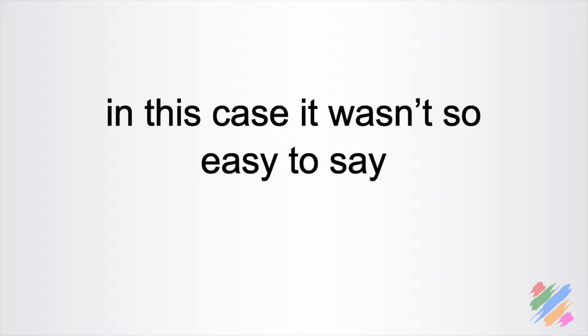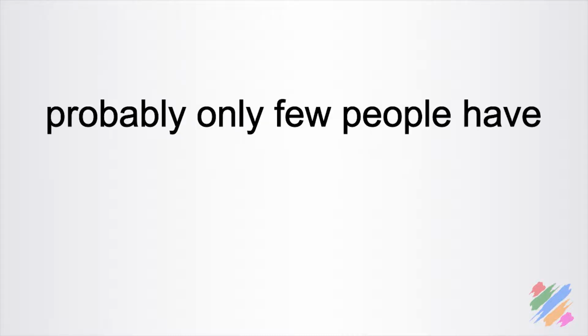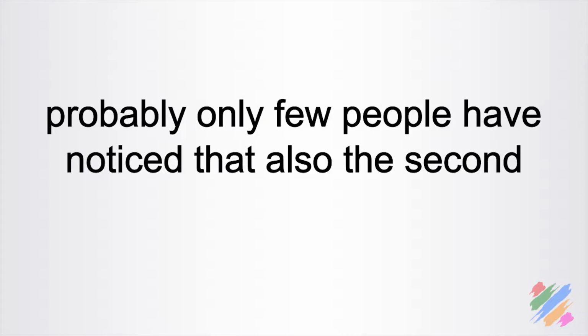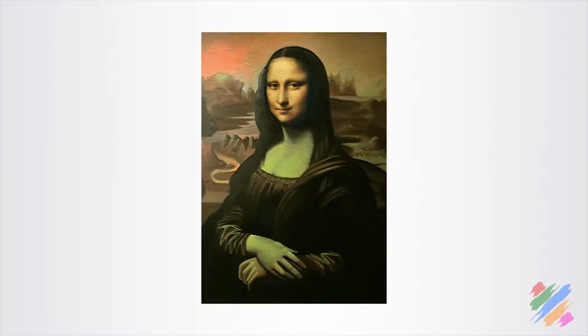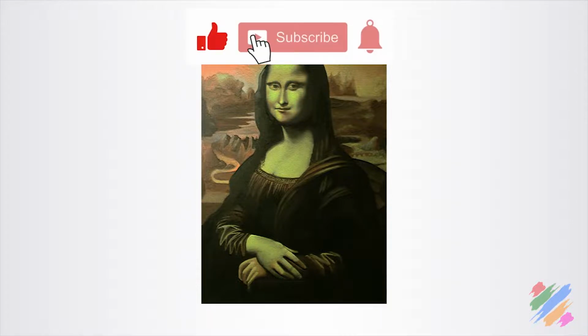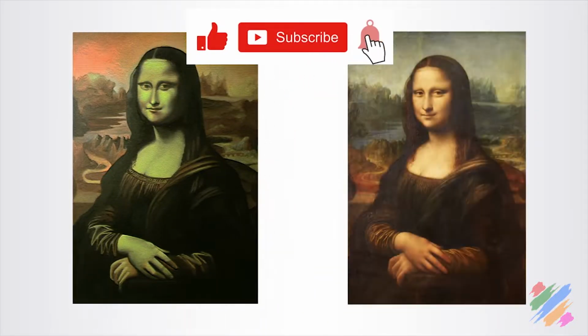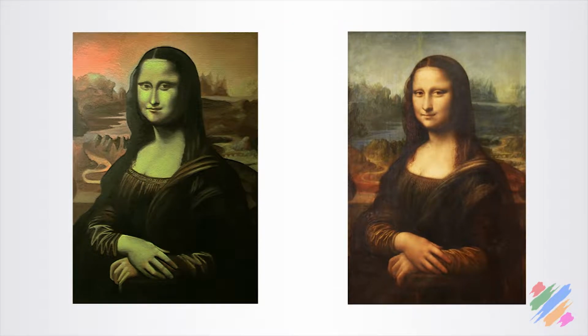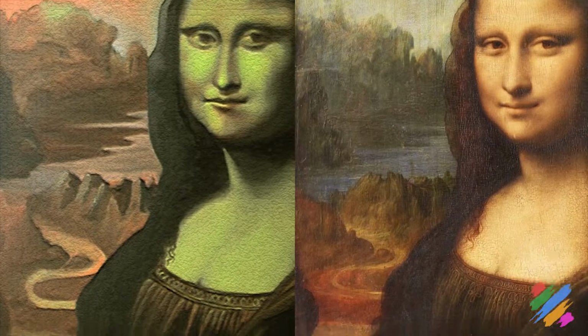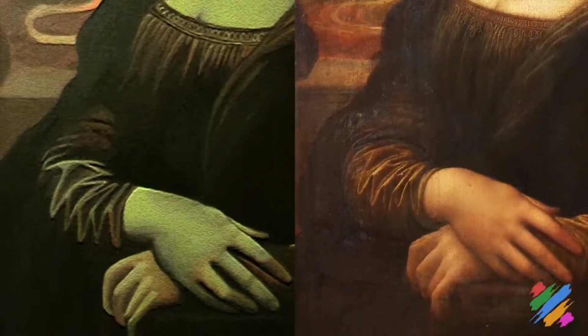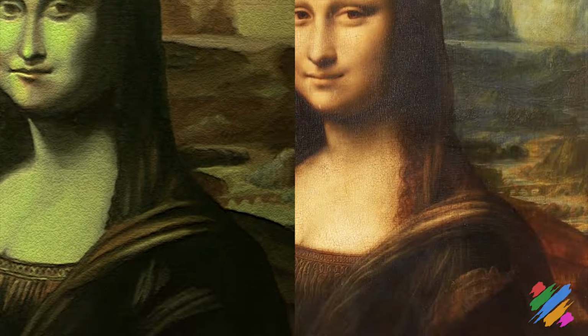What about the first one? Was that a copy? In this case, it wasn't so easy to say. Probably only few people have noticed that also the second is a copy. Actually, it's the same copy, we just overlap on it the face of the original Mona Lisa. And if we compare the two paintings, we can see immediately that they are really different in every part. But for the rest of the painting, without comparing it with the original, we weren't able to see all the differences.